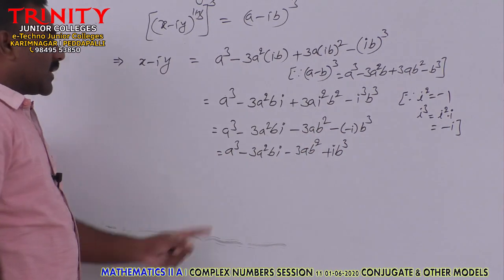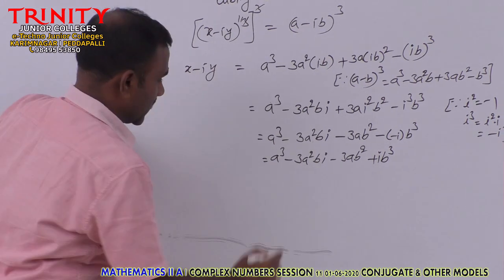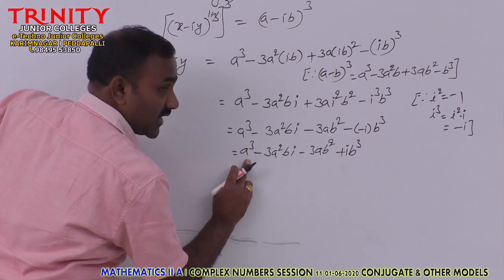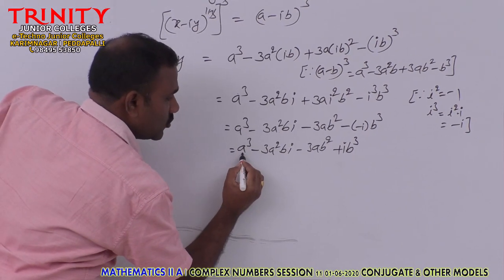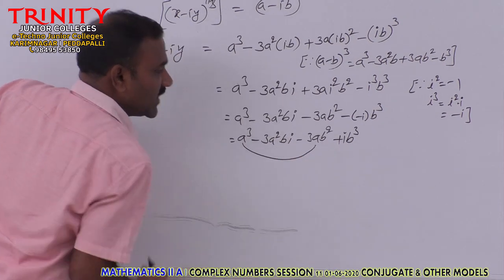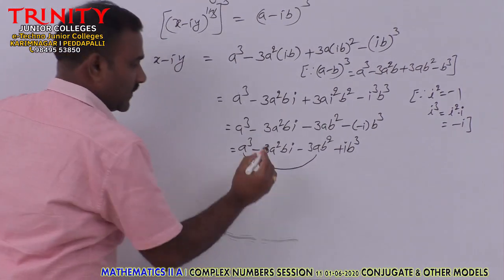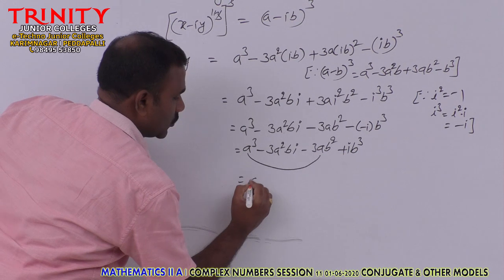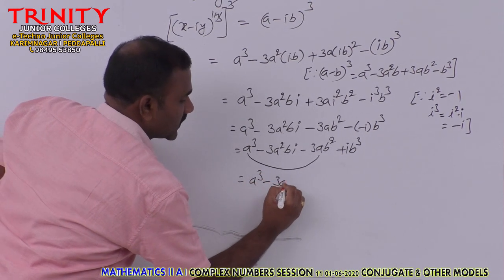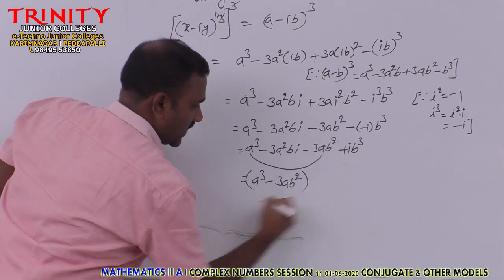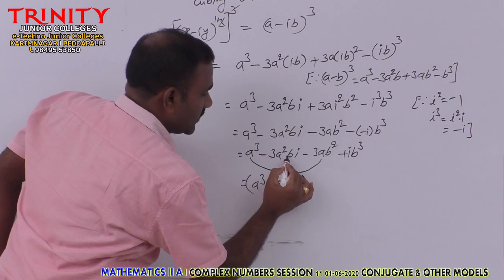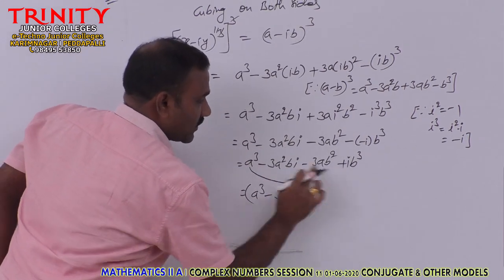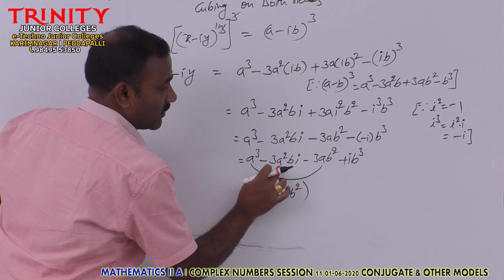Now separate the real parts and imaginary parts. a cube is the real part. Minus 3ab square is the real part. Therefore, a cube minus 3ab square is the real part. Now, these two are the imaginary parts.